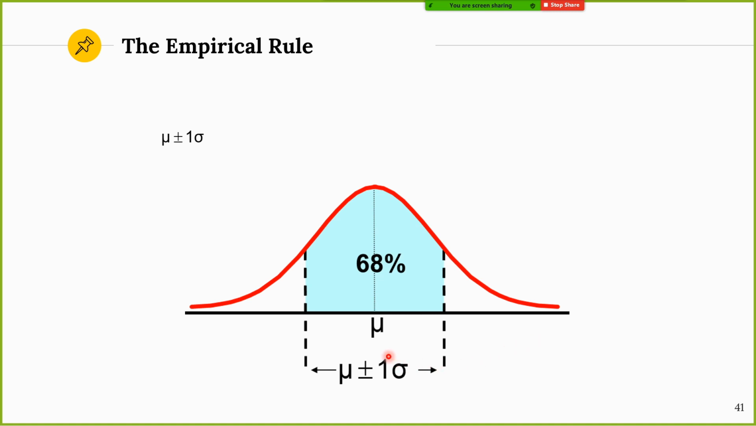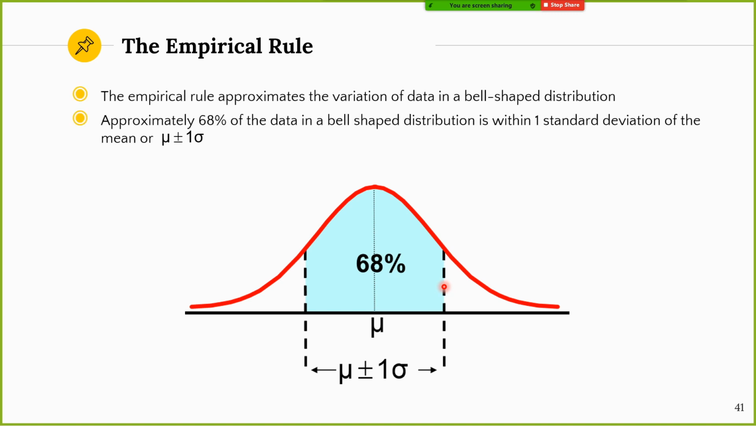So if you have plus minus 1 times the standard deviation, this is not one standard deviation, but 1 multiplied by the standard deviation. So mu is your average number, your mean. The mean plus minus 1 times the standard deviation consists of 68% of the data that you have.